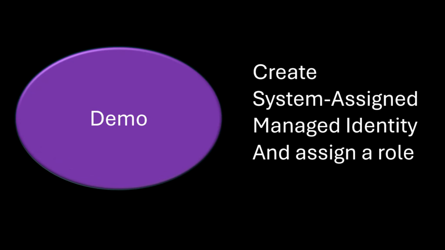In this video, we are going to create a system assigned managed identity. A system assigned managed identity is automatically created and tied to a single Azure resource like a VM, function app, or logic app. When the resource is deleted, the identity is also deleted automatically. Let's get on the Azure portal to see these things in action.